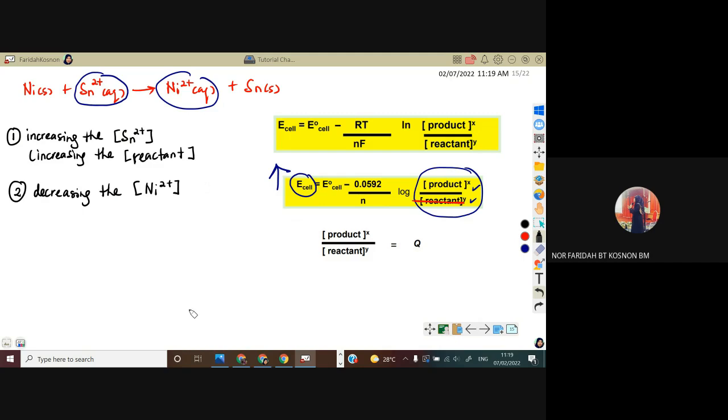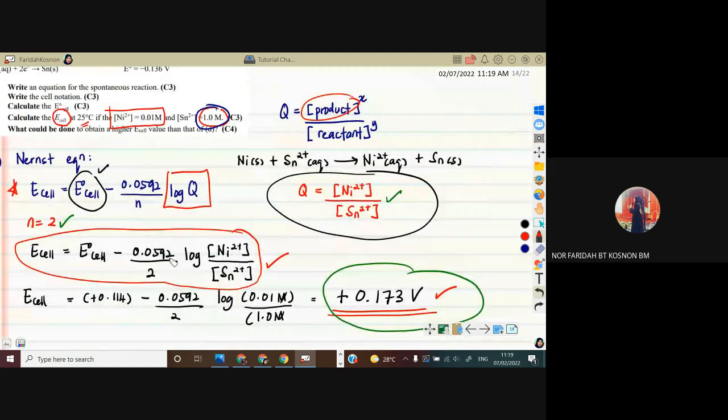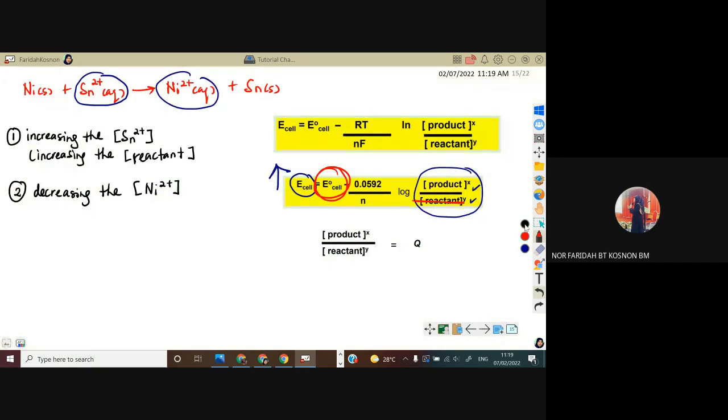Okay. And then satu lagi kalau you nampak kat sini, dia E cell ni pun dia ada kaitan dengan E node cell. Maksudnya sekarang kalau kita nak dapatkan E cell yang lebih tinggi daripada positif 0.173 volt, kita kena dapatkan E node cell tu lebih tinggi daripada 0.114 volt. Barulah yang ni pun akan bertambah. Jadi macam mana nak buat? Macam mana nak increase E node cell?